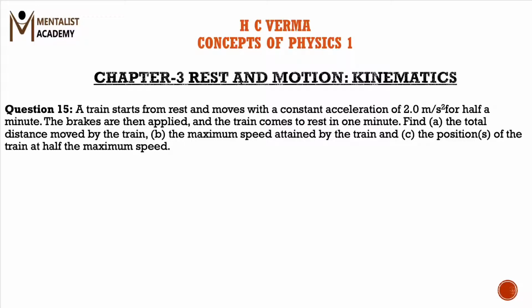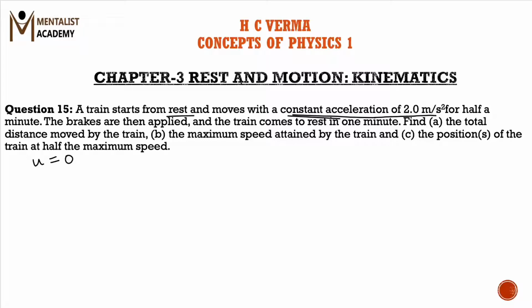We are doing question number 15 from H.C. Verma book, Concepts of Physics 1 from chapter number 3, Kinematics. According to the question, a train starts from rest. The train starts from rest, that means initial velocity u is equal to 0 and moves with a constant acceleration of 2 meter per second square.